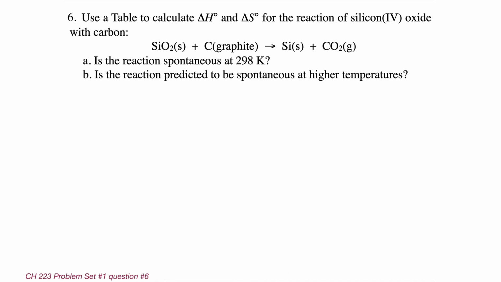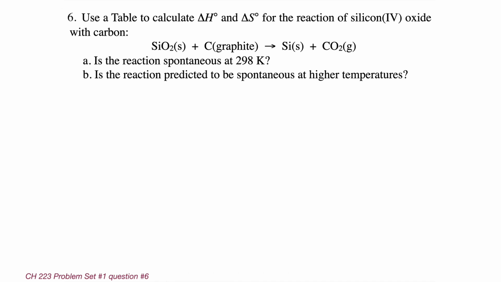Here's a question where we'll need that thermodynamic table we were talking about earlier. Let's calculate delta H and delta S for this reaction, where the silicon 4 oxide, the SiO2, reacts with carbon to make silicon and carbon dioxide. And we'd like to figure out if this reaction is spontaneous at 298, and if it's predicted to be spontaneous at higher temperatures. And we'll talk about that in a little bit.